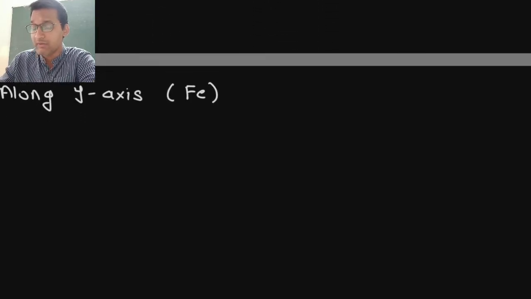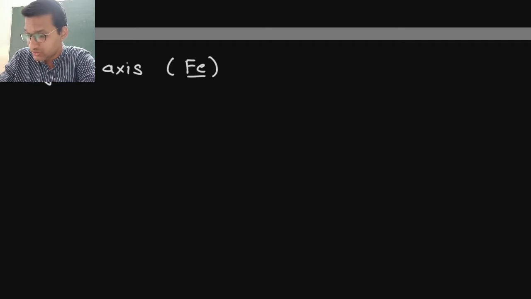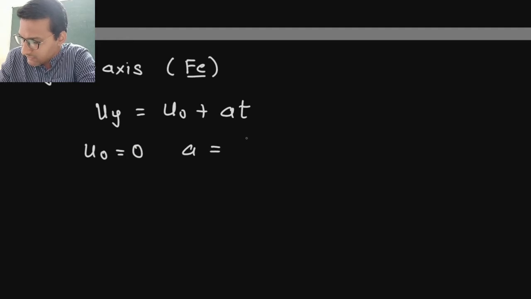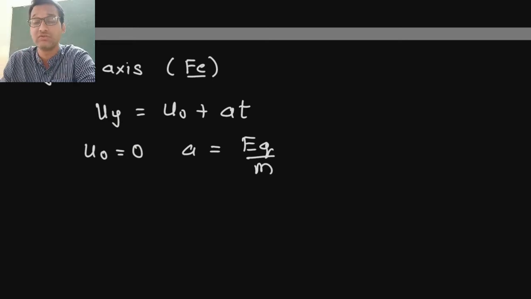Now along the y-axis there is an electrical force, so if we want to find the velocity, that is the y component of velocity, it will be initial velocity plus a into t. Now the initial velocity along the y-axis is 0. Initially it was not traveling along the y-axis, it was traveling along the x-axis. And acceleration we know is eq by m.